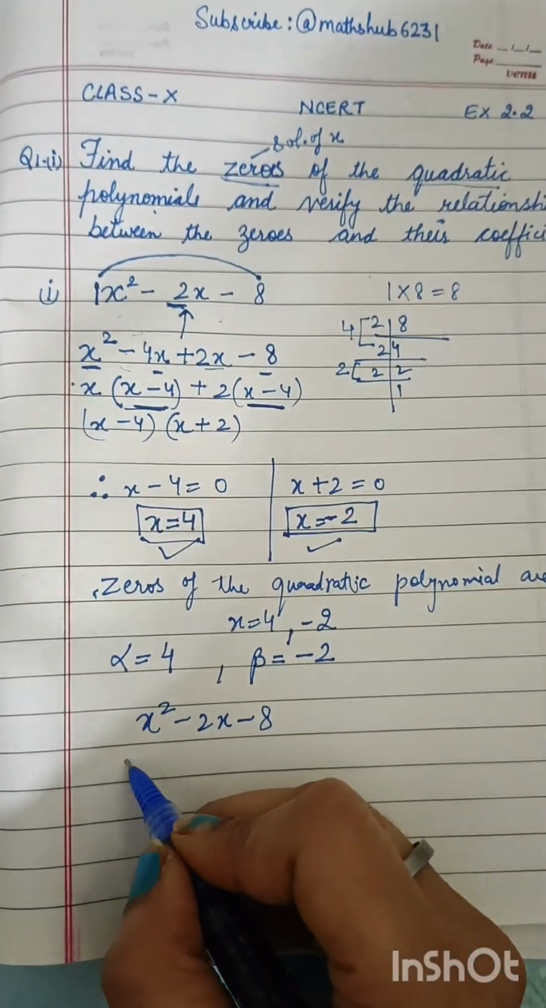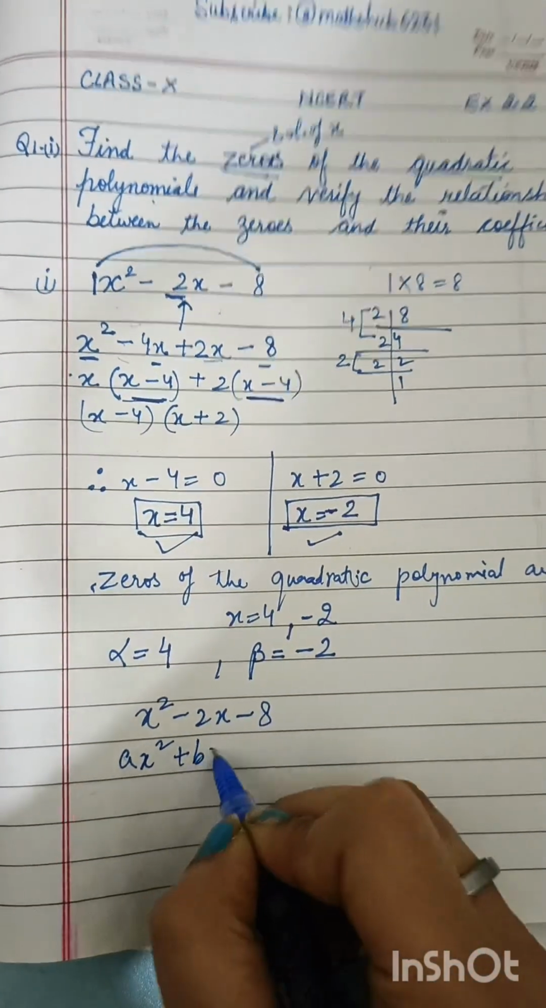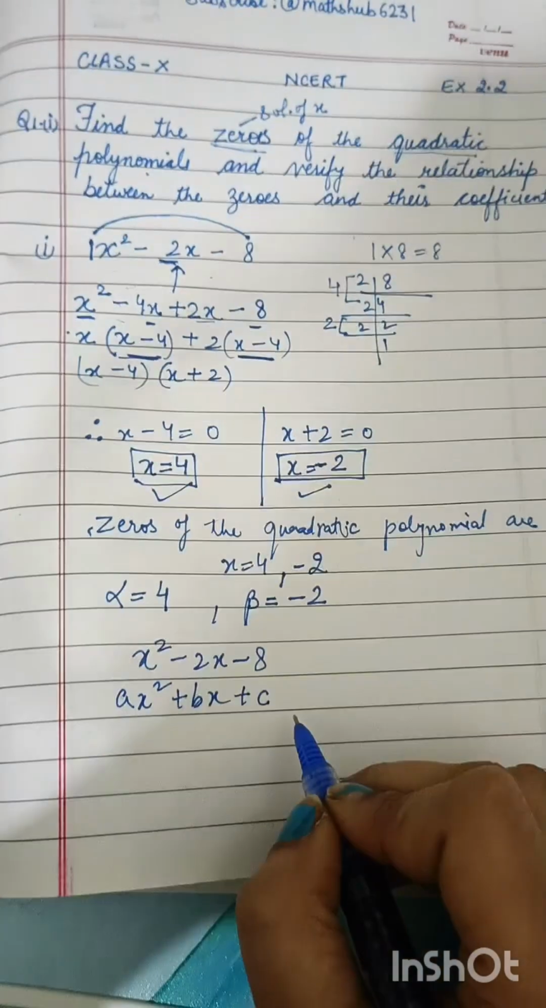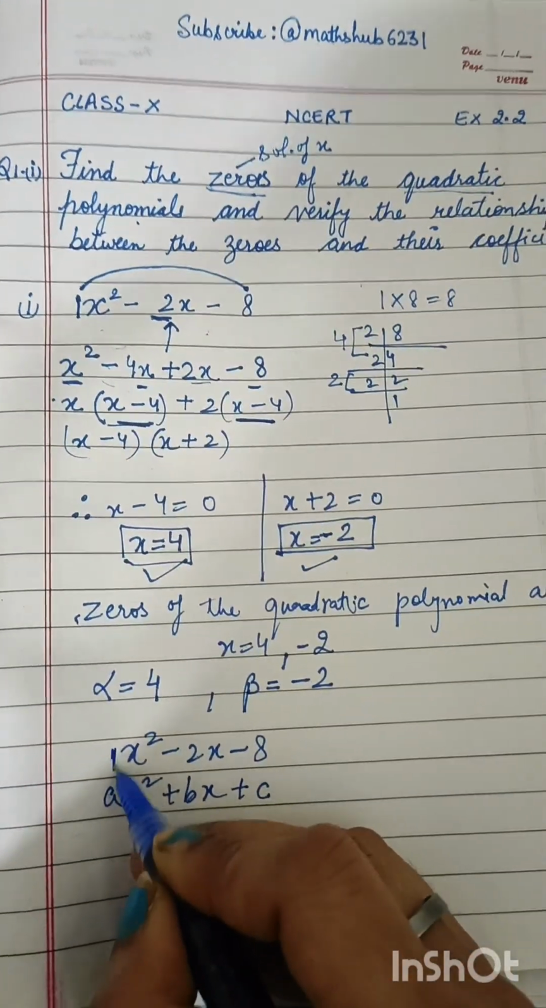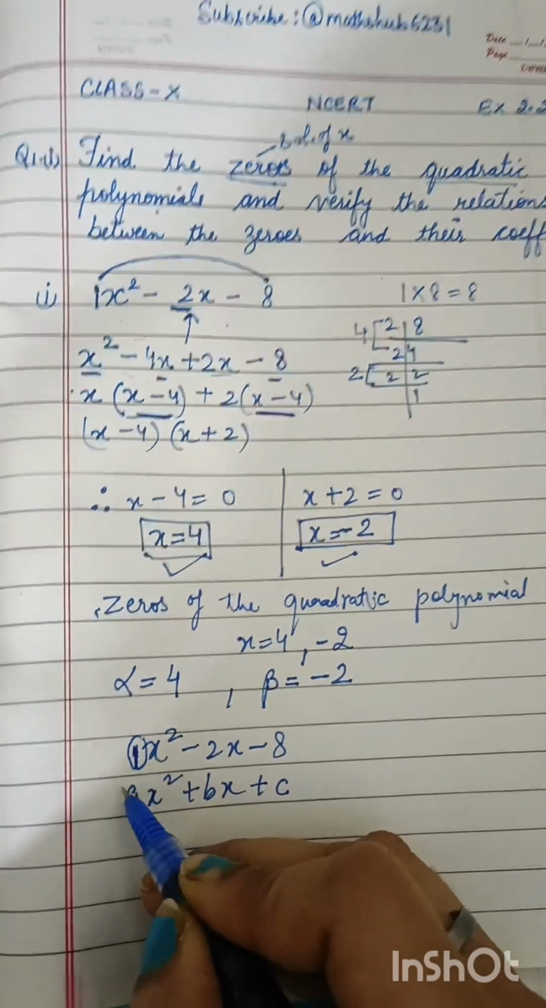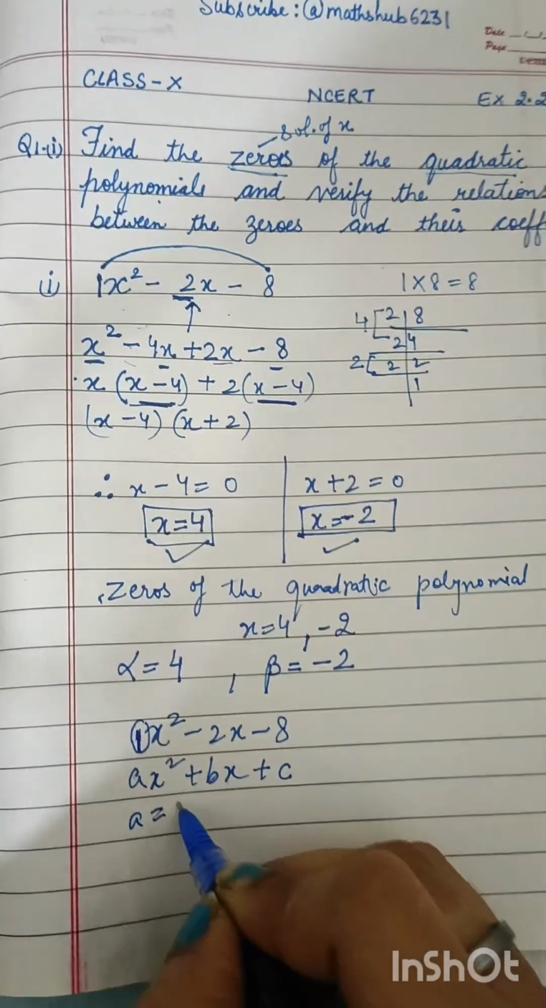We just have to compare with ax square plus bx plus c. This is the notation to write the quadratic polynomial. So here, what is a? A is the coefficient of x square, so the value of a is 1.